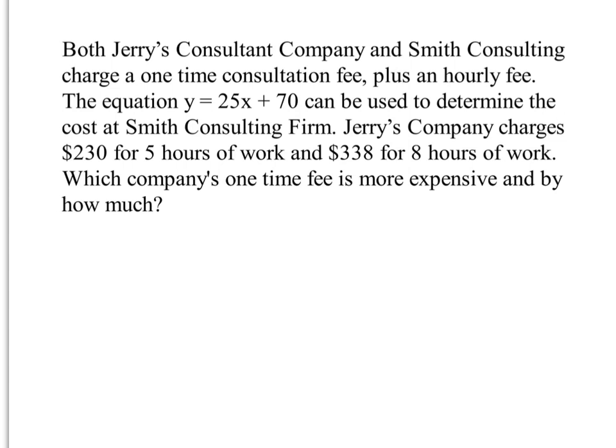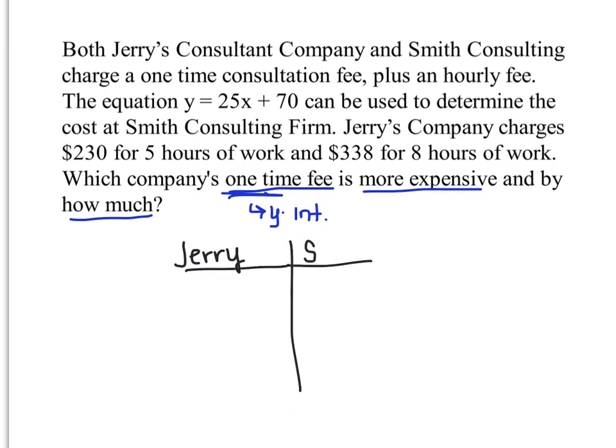The equation y equals 25x plus 70 can be used to determine the cost at Smith Consulting Firm. Jerry's company charges $230 for 5 hours and $338 for 8 hours. I want to know which company's one-time fee is more expensive and by how much. If I'm looking for a one-time fee, that signals me I need to find the y-intercept. I'm looking for which one is more expensive, so bigger, and again, by how much means I'm going to subtract. I'm going to create a t-chart since I'm comparing two people, two things. So I have Jerry's and I have Smith.